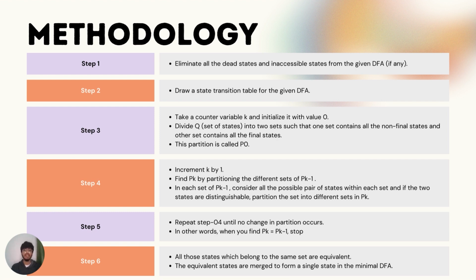Step 4 is incrementing k by 1, finding Pk by partitioning the different sets of Pk minus 1. In each set of Pk minus 1, we consider all the possible pairs of states within each set, and if two states are distinguishable, we partition them into different sets in Pk. In step 5, we repeat step 4 until no change in partitioning occurs, that is Pk, that is partitioning k, is equal to the previous partitioning. In step 6, we club all the states in the same set into a single state.